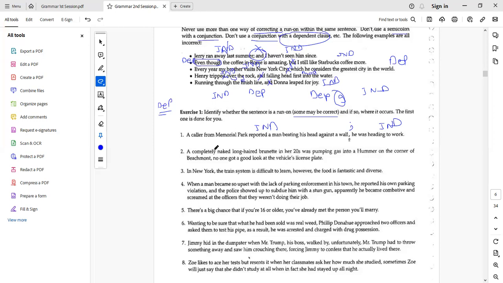He said a completely naked long-haired brunette in her 20s was pumping gas into a Hummer on the corner of Peachtree. Wait, wait, teacher. This actually, all of it is independent. Subject verb. No one got a good look at the vehicle license plate. This is also independent. So between them, a comma is wrong.